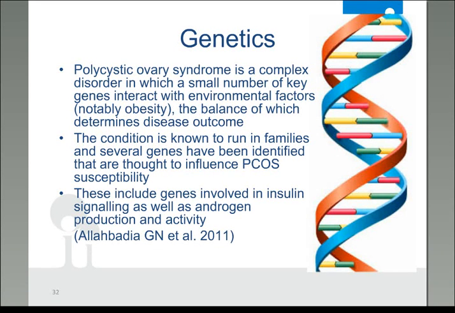So then if we're thinking about genetics, polycystic ovary syndrome is a complex disorder in which a small number of key genes interact with environmental factors, the balance of which determines disease outcomes. The condition is known to run in families, and several genes have been identified that are thought to influence PCOS susceptibility. These include genes involved in insulin signaling as well as androgen production and activity.